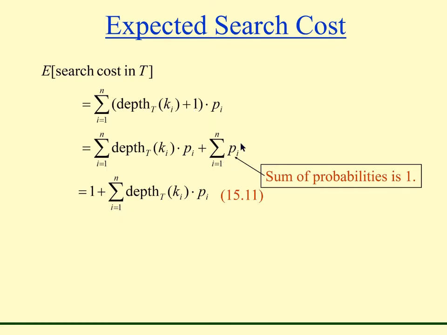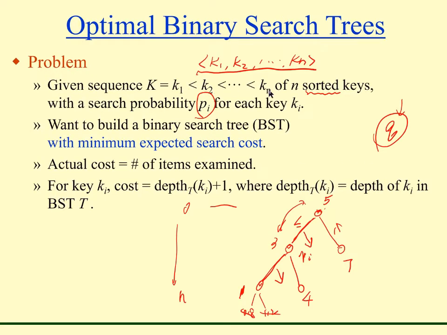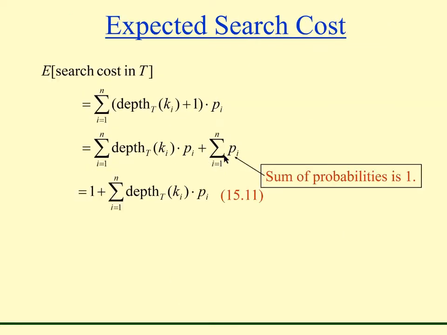Then we separate them into 2 summations. So in total we have n keys, from k1 to kn. Then we have these 2 summations. This one is easy because this is just the sum of all the probabilities for all the n keys. So it sums to be 1.